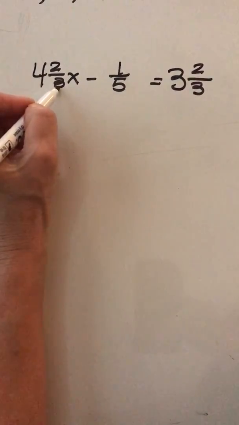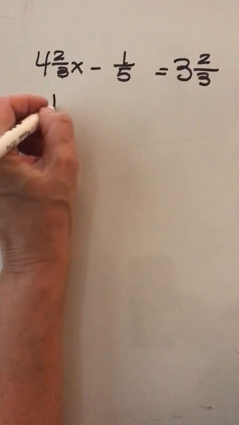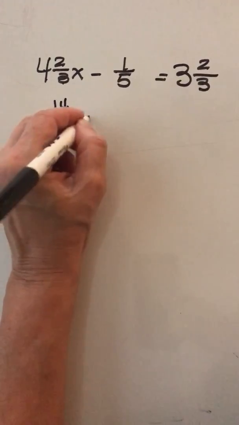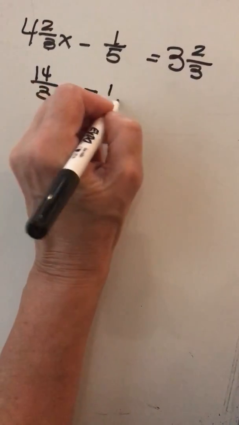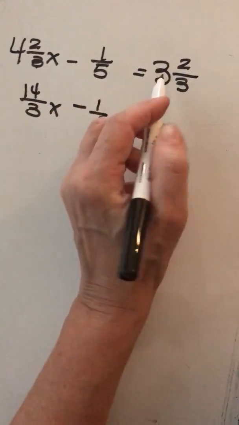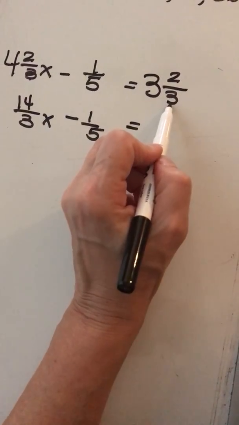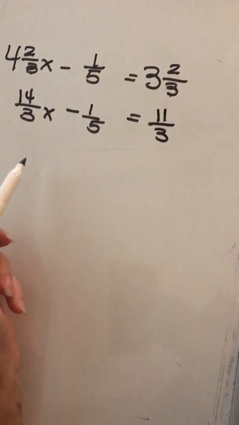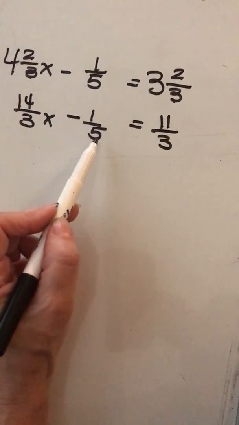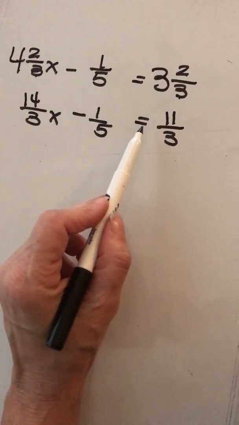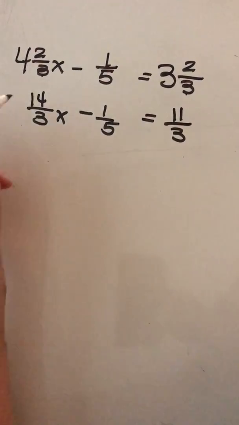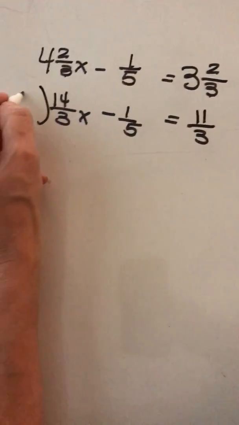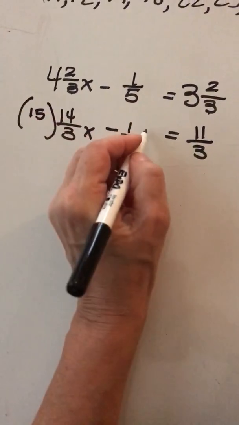So 4 times 3 is 12 plus 2 is 14. So this is 14/3 x minus 1/5 equals 3 times 3 is 9 and 2 is 11, 11/3. I look at my denominators. I have a 3 and a 5. Because I have an equal sign, I'm eliminating my denominator. So the least common denominator for 3 and 5 is 15.